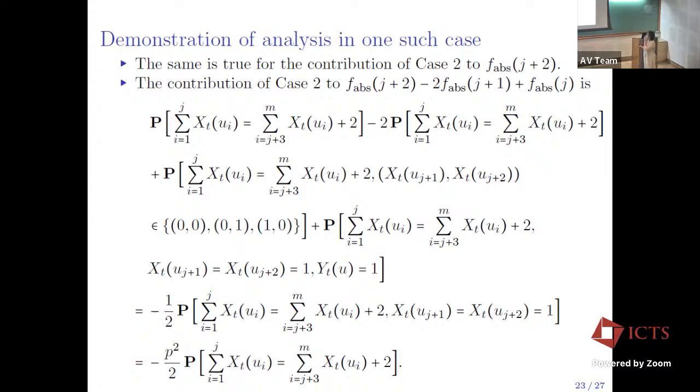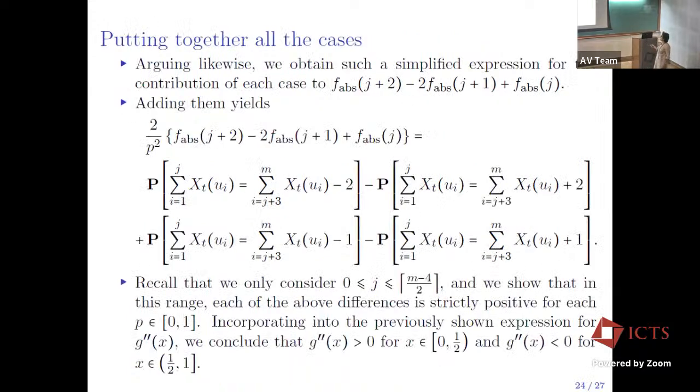Okay. So ultimately, the idea is that you combine the contributions of all these cases to this expression, and this is what you get, which looks quite technically hard to deal with. But if you just sit down and break these things up, it turns out to be not too difficult. And we are ultimately able to show that each of these differences in each of these two lines is strictly positive for each p in (0,1).